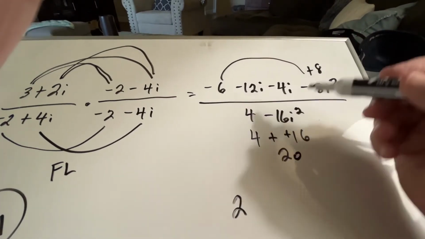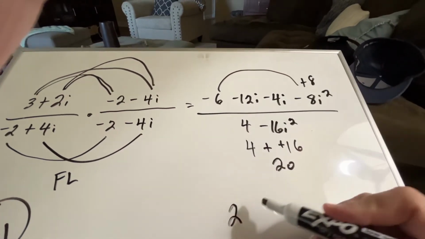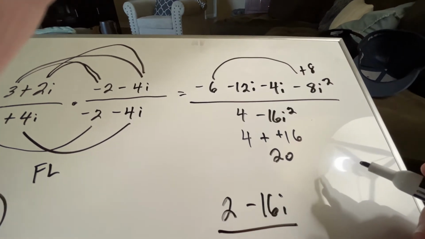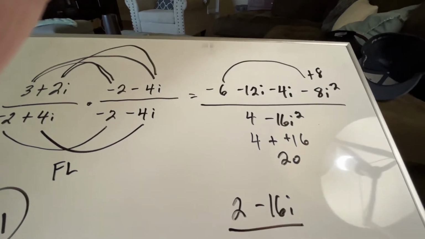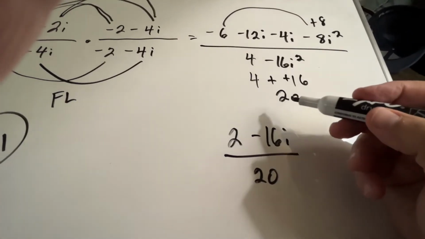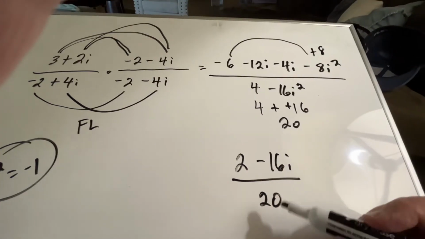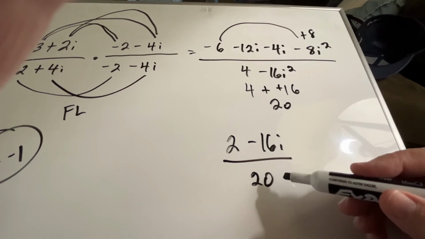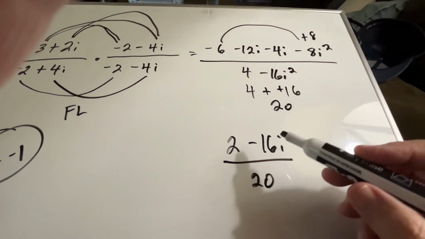-6 plus 8 is 2. And then I'm going to add these two I terms together. So that's 16I. And then on the bottom we had 20, because there's 20 on the bottom. Now the rule is, if you could take a number out of all three of these locations, you should. So I could take at least a 2 out of all of them.